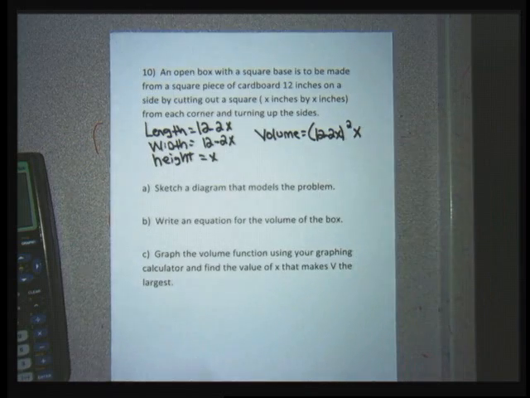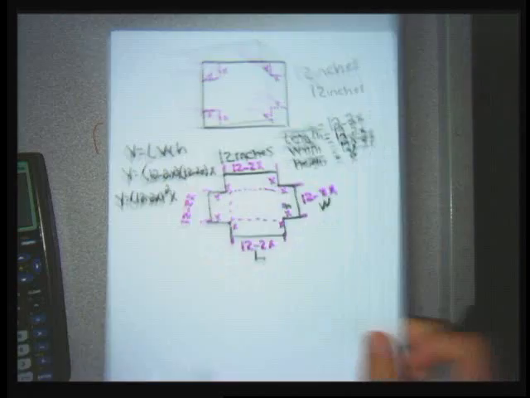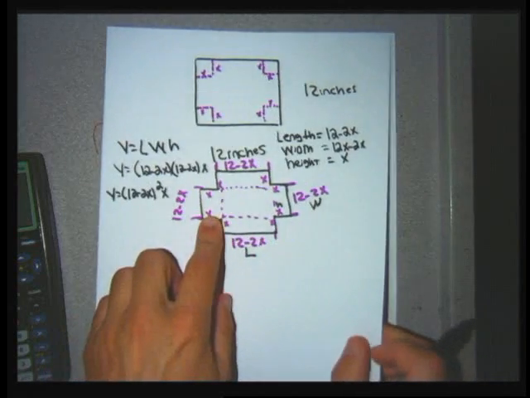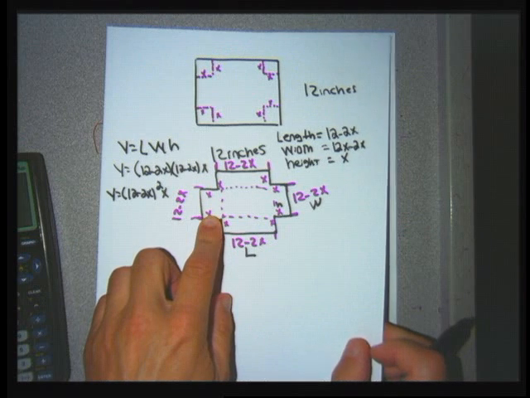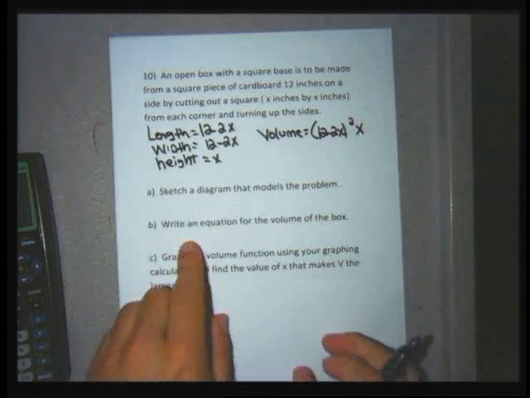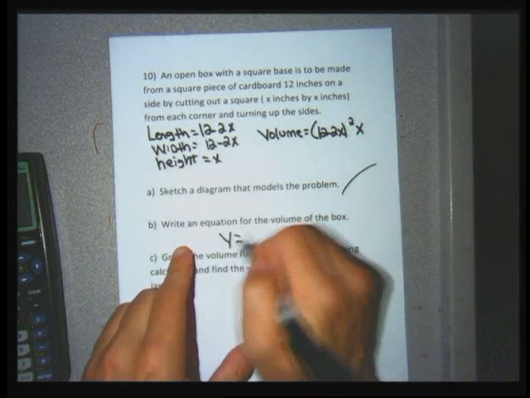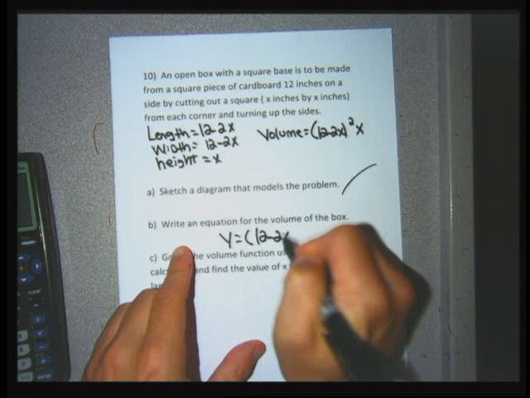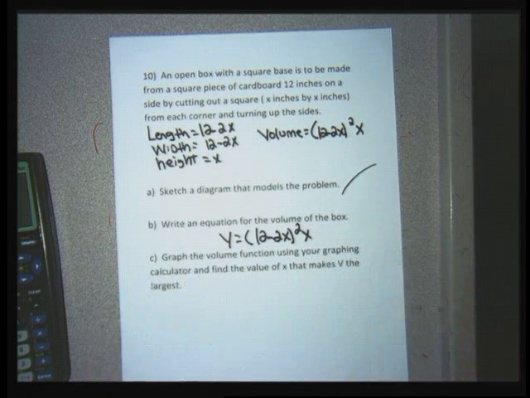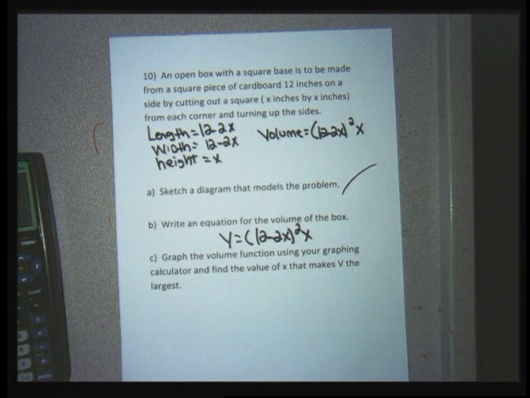So it said sketch a diagram to model the problem. That's really probably not as good as it could be, but it is what it is. That's a diagram that models the problem. Write an equation for the volume of the box. So I've sketched a diagram. Volume equals 12 minus 2x squared times x. And then it says graph the volume function using your calculator and find the value of x that makes the volume the largest.